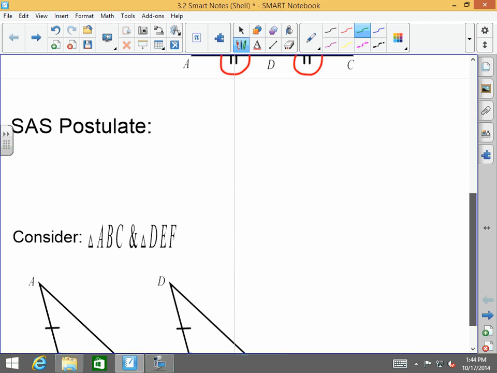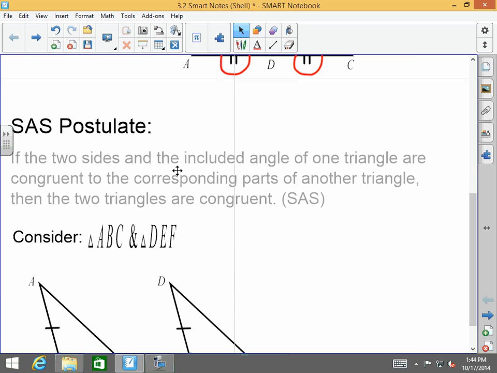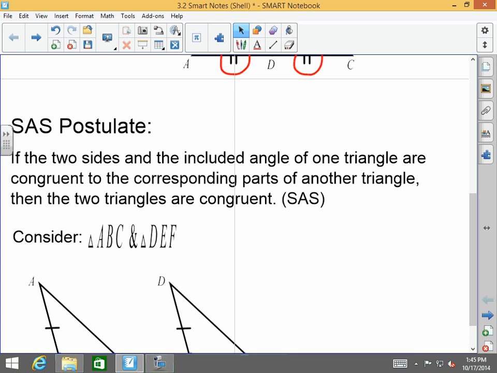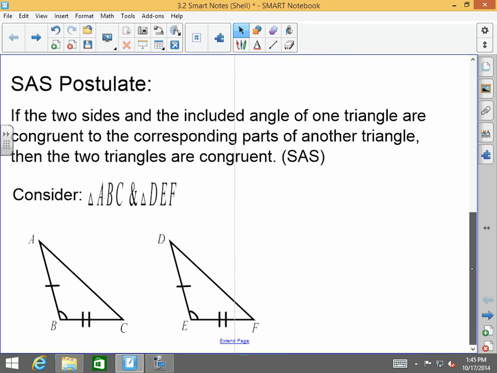Next, the SAS. SAS stands for side, angle, side. The side, angle, side postulate states that if two sides and the included angle of one triangle are congruent to the corresponding parts of another triangle, then the 2 triangles are congruent. That is SAS, side, angle, side.